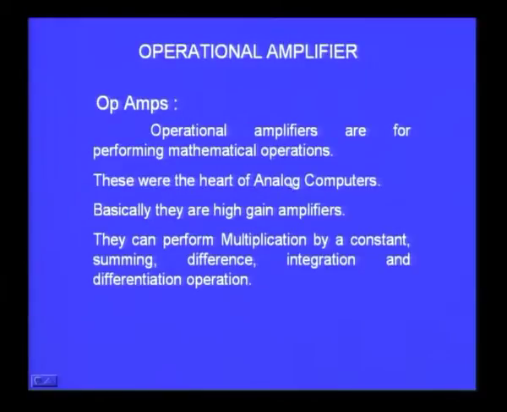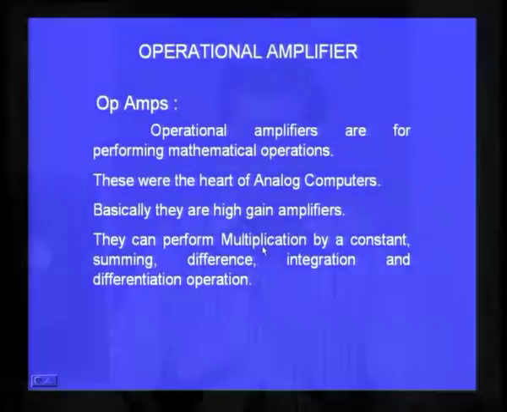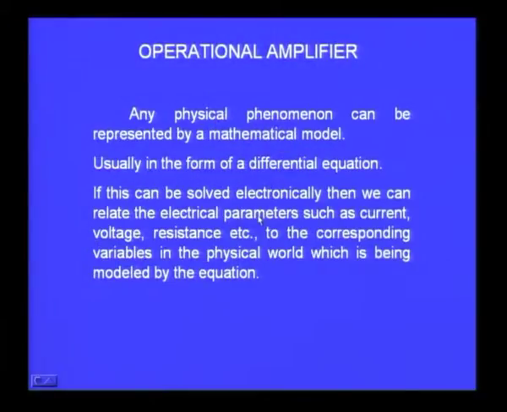So these analog computers, some of you may not have heard of them, used to have a large number of these operational amplifiers. They would perform different types of mathematical operations like multiplication by a constant, summing amplifier, difference amplifier, integrating circuit, differentiating circuit and things like that. Several of the mathematical operations can be performed electrically on electrical voltages, electrical signals, and that becomes very useful. How? We would see now. Basically they are very high gain DC amplifiers.